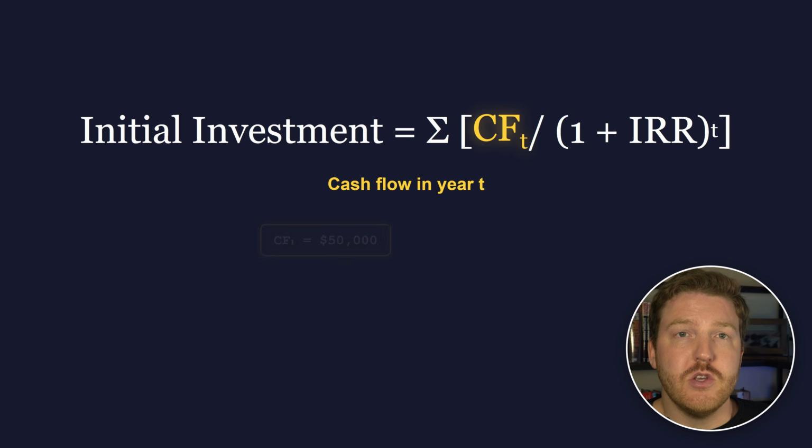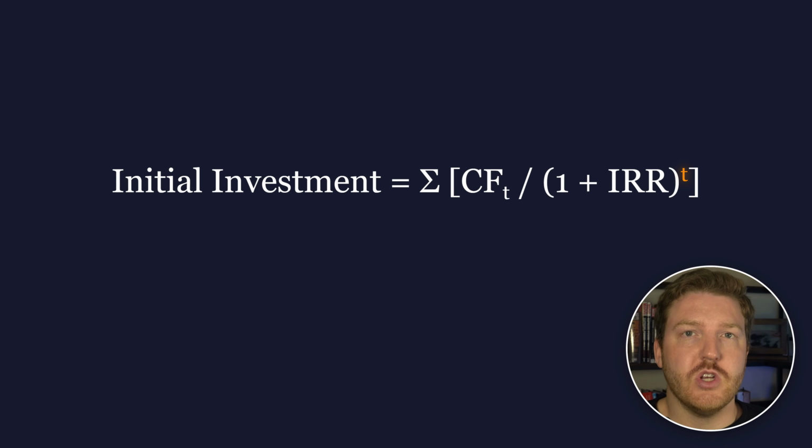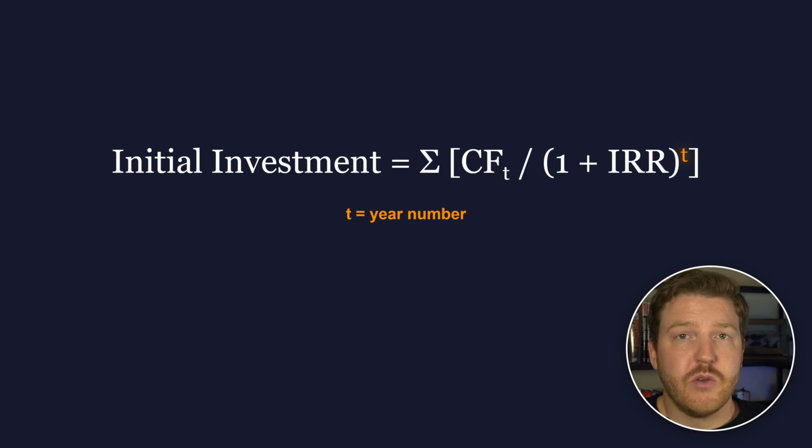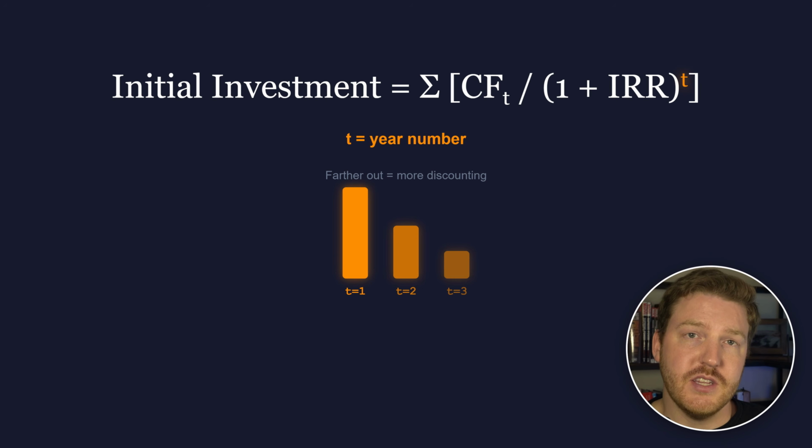So if the investment pays you $50,000 in year one, that is the cash flow for year one. If it pays another $50,000 in year two, that is the cash flow for year two. T is just the year number. And just like with NPV, the farther out a cash flow is, the more heavily it gets discounted.